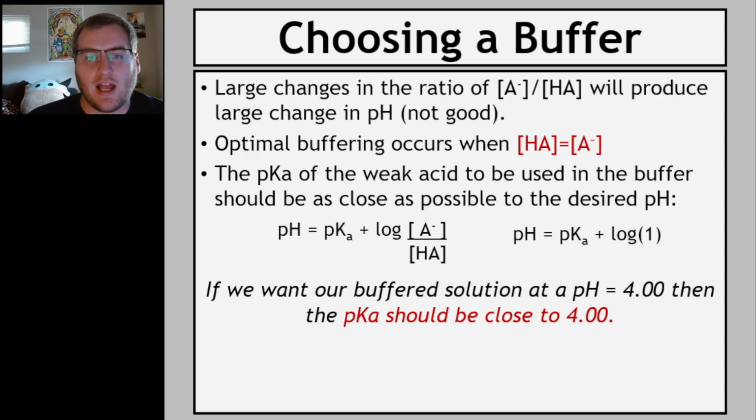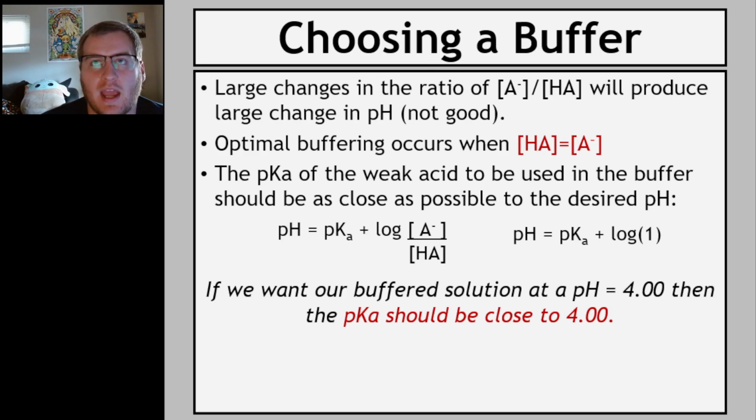Okay, a couple things before we do another set of math problems. Large changes in the ratio of A- and HA will produce large changes in pH, which is not good. So you're trying to keep that ratio relatively consistent. Optimal buffering occurs when you have the same amount of each, when your concentration of acid equals your concentration of your conjugate base. The pKa of the weak acid to be used in the buffer should be as close as possible to the desired pH.